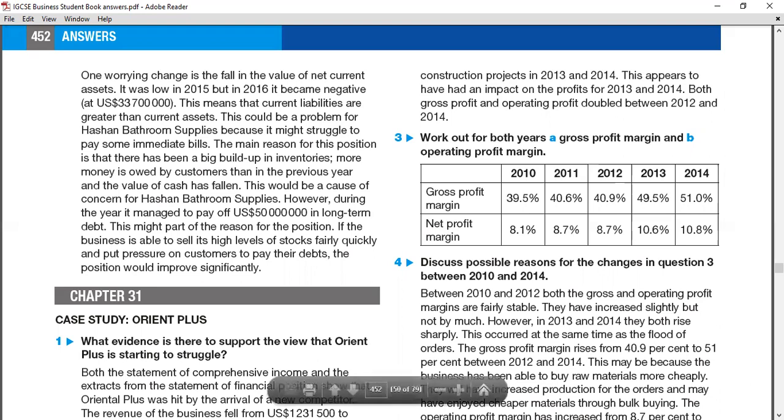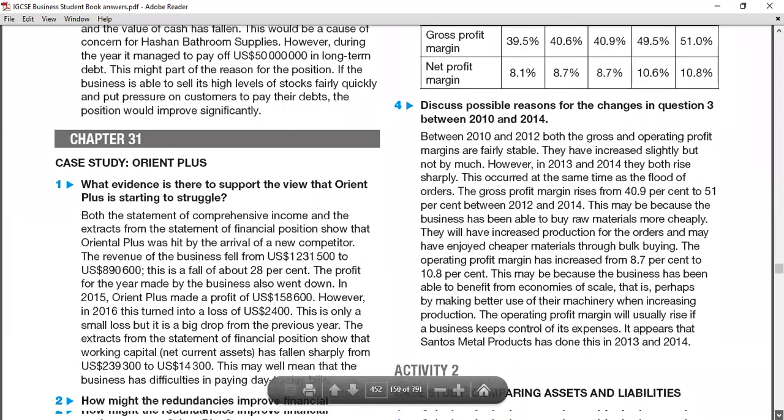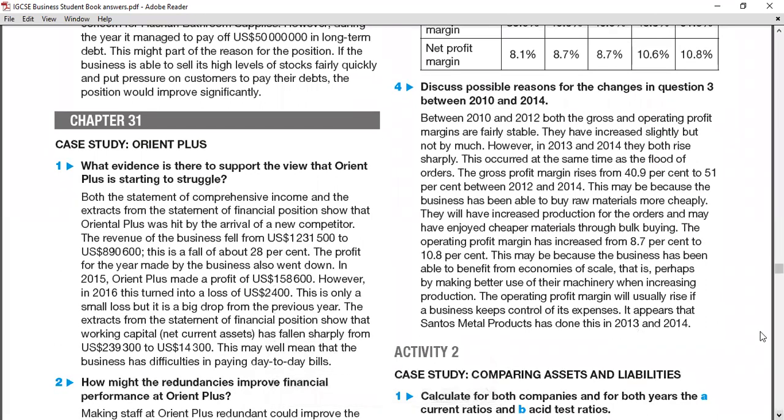The fourth question is a discussion question. Discuss possible reasons for the changes in question 3. Right, okay. This one, TJ, can you read this answer, please?